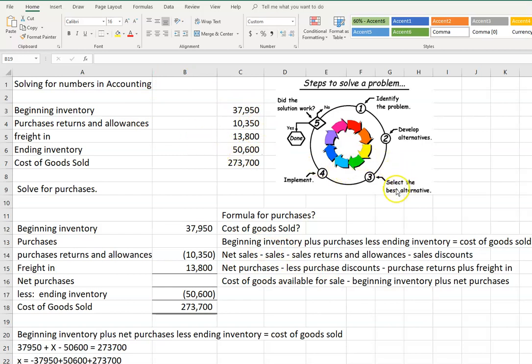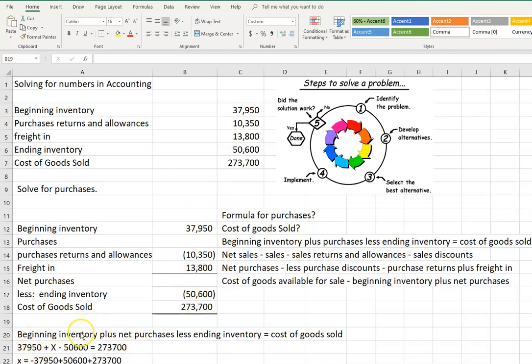So we go on to, let's select the best alternative. Well, the best alternative is put down everything that we know and figure out the item that we don't know. So here's what we know. We know the beginning inventory, they told us, is $37,950. We don't know purchases. We do know purchase returns and allowances, and freight in. And we know that if we knew purchases, we would use purchase returns, allowances, and freight in to get us to net purchases. Then we would subtract out ending inventory, and that would get us to cost of goods sold. So at this point, what we know is net purchases, beginning inventory plus net purchases minus ending inventory gives us cost of goods sold. So we can put that into an equation.